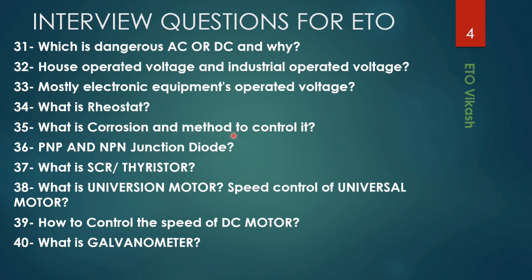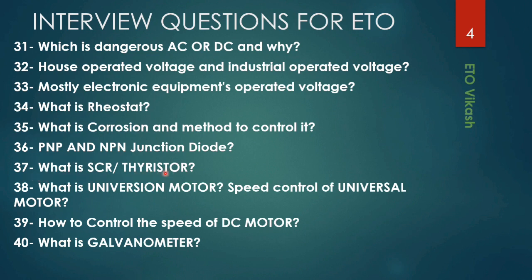Now 36: PNP and NPN junction diode. On YouTube, a good video is there on PNP and NPN, so you can see it. And also, what is SCR? SCR is also called a thyristor. So we can also see that.